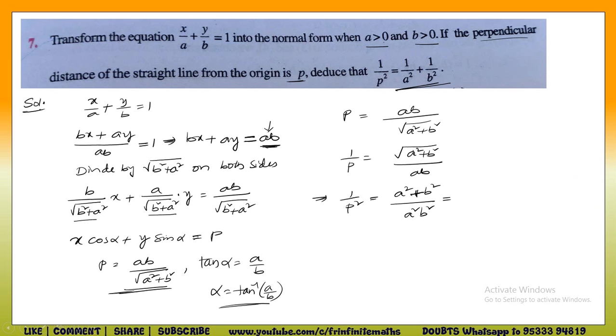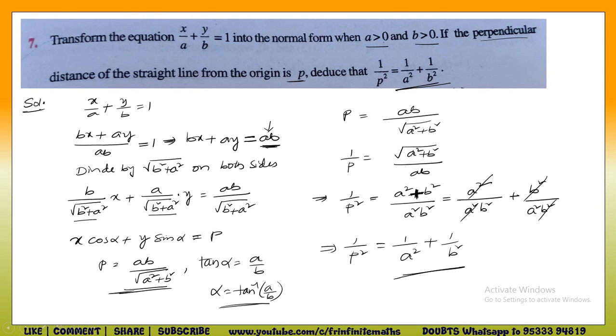Now since in the numerator we have two terms, we can split the terms. I can write a square by a square b square plus b square by a square b square. So whenever you have two or more terms in the numerator, we can split them and the denominator will be divided, right? So a square gets cancelled here, b square gets cancelled here. So finally I can write 1 by p square is equal to 1 by a square plus 1 by b square. So this is the thing he has asked you to prove. So we have proved it, right?